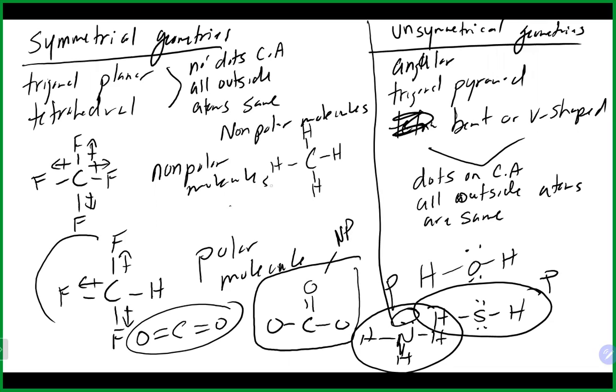So that is definitely the easiest way to kind of do it, is just break it down. I see dots or I don't see dots, and is everybody the same or not the same? Any questions on how to do that there? Yeah.